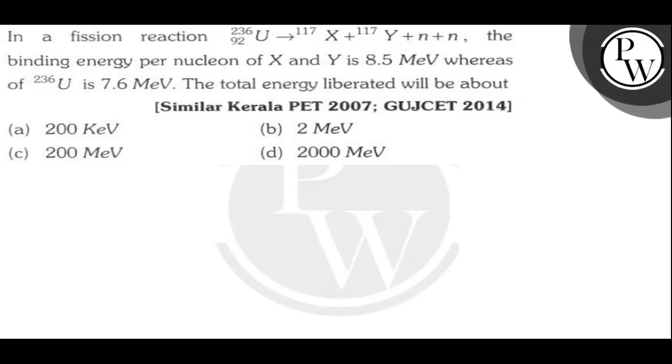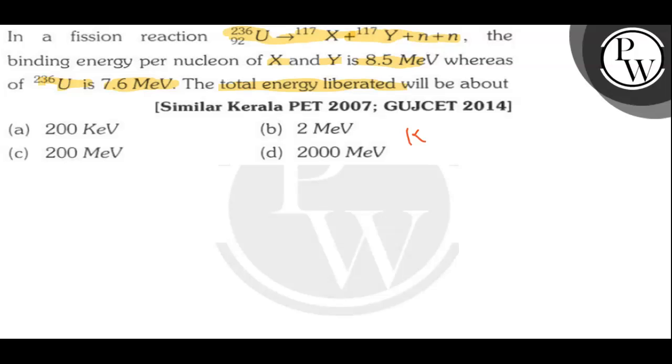The question is: in a fission reaction, uranium-236 breaks into 117 of X and 117 of Y plus n. The binding energy per nucleon of X and Y is 8.5 MeV, whereas for uranium-236 it is 7.6 MeV. We have to calculate the total energy liberated. Option A is 200 keV, B is 2 MeV, C is 200 MeV and D is 2000 MeV.